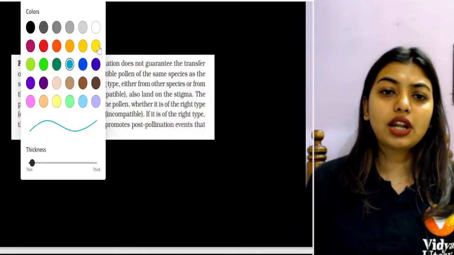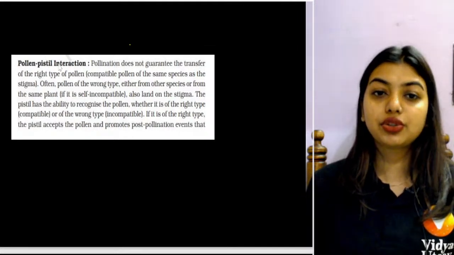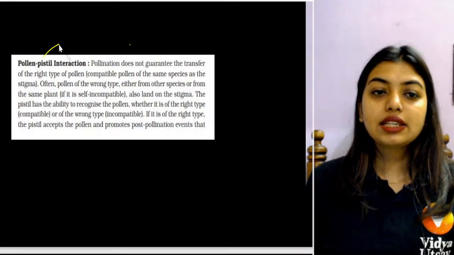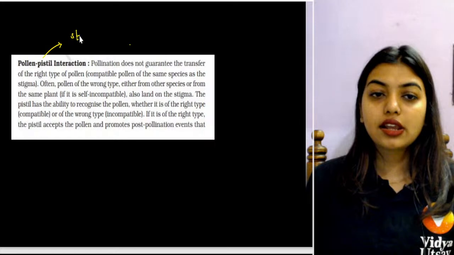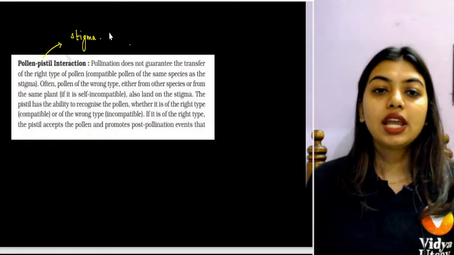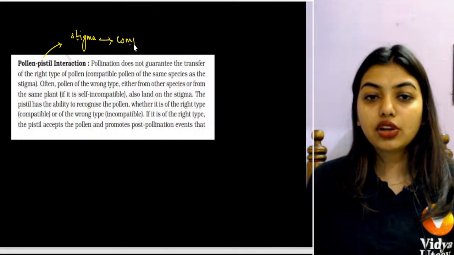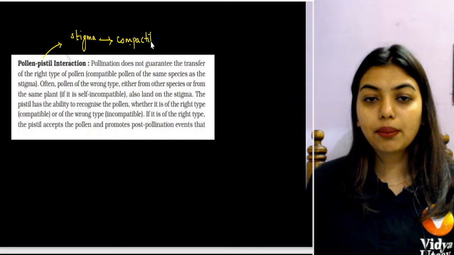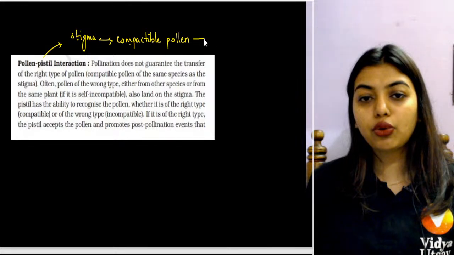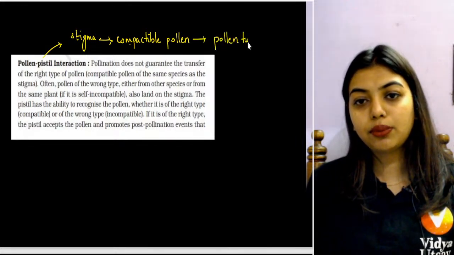Then students, we understood about pollen pistil interaction. Yesterday I could not go into detail about it, so today I'll tell you about it. Pollen pistil interaction is the technique where the stigma gets to choose. Right? The stigma will make the choice. Now, stigma will make the choice means what? Stigma is going to only allow the compatible pollen to grow the pollen tube.